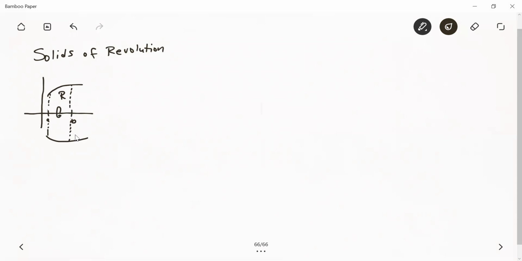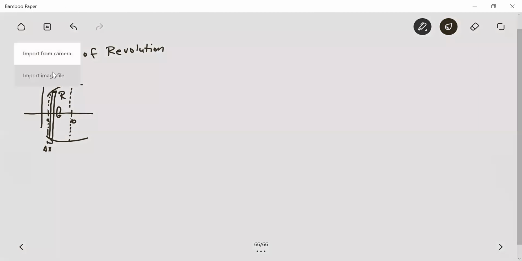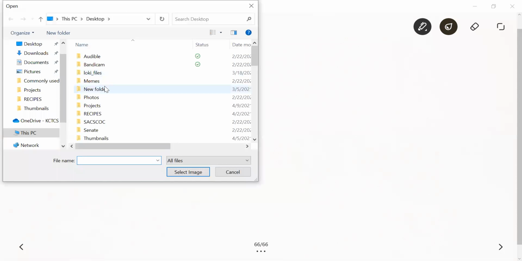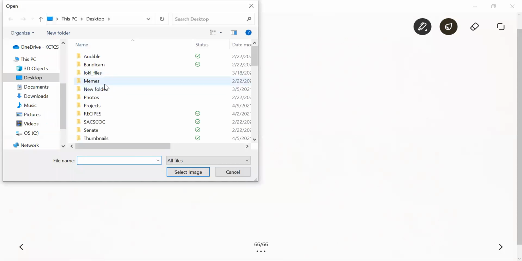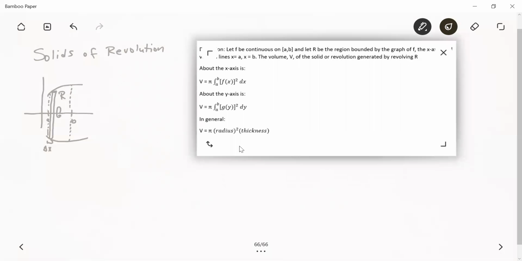Say around the x-axis. In this case, if it's solid, we're going to have that typical rectangle. Let's assume it's this one that we're going to go all the way around, and that's going to be our width, our delta x. So here's our definition.